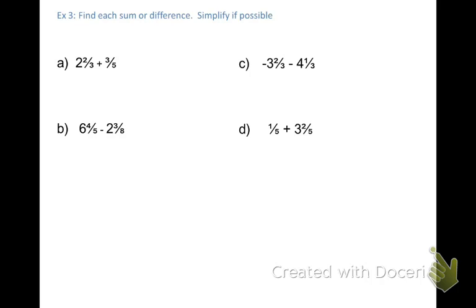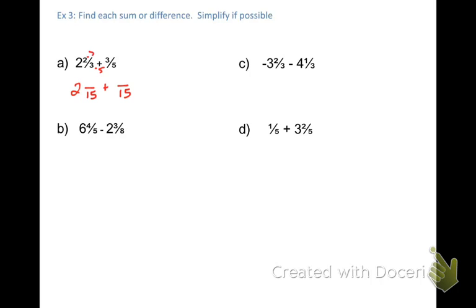All right. Now we have some mixed numbers going. For adding and subtracting, you do not need to turn this into an improper fraction. You do need common denominators though. So A will be 2 and something plus this fraction. So we need to find a common denominator between 3 and 5, and that will be 15.